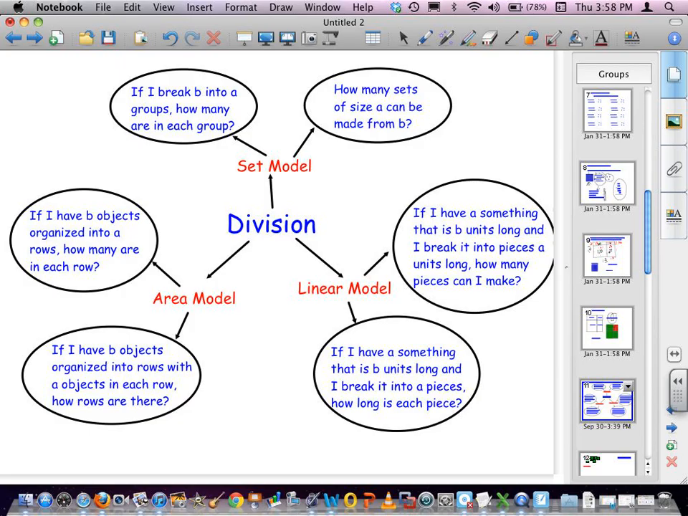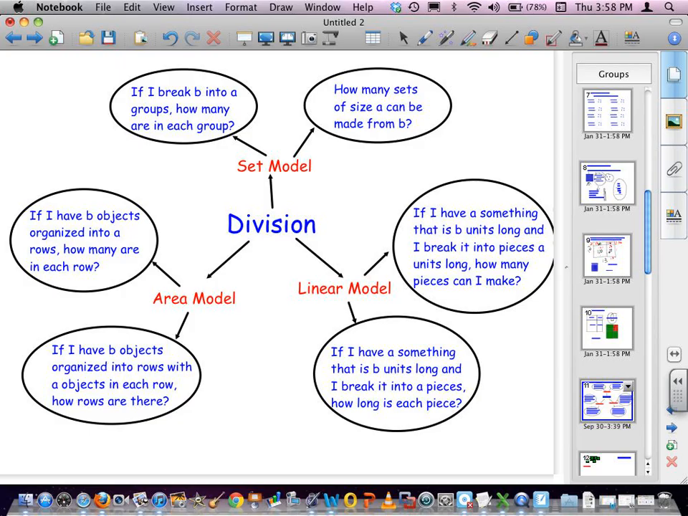Right? So if we think about the set model, I break an amount B into A groups. So I take 12 and I break it into 3 equal groups. That's one way to think about the set model. Okay? And I wonder how many are in each group. The other way to think about it is I take 12 and I break it into groups of 3. So groups of a certain size. Okay? So this would be I take 12 and I break it into 3 equal groups. This one would be I take 12 and I break it into groups of 3.